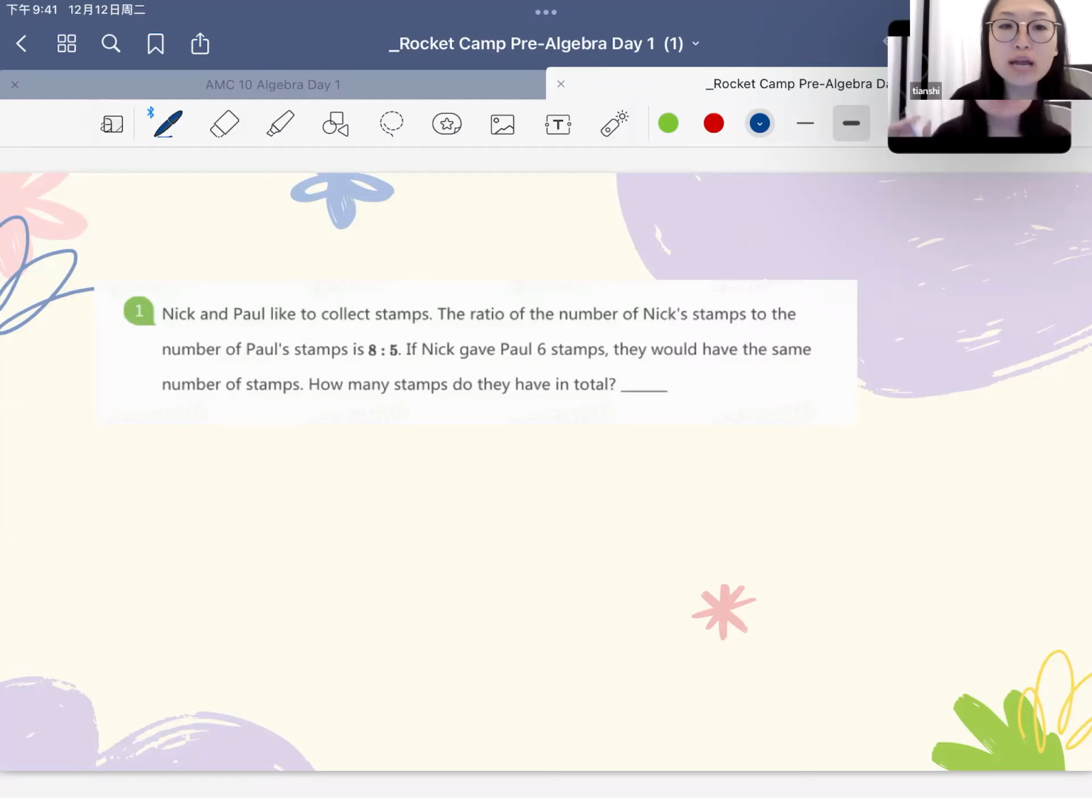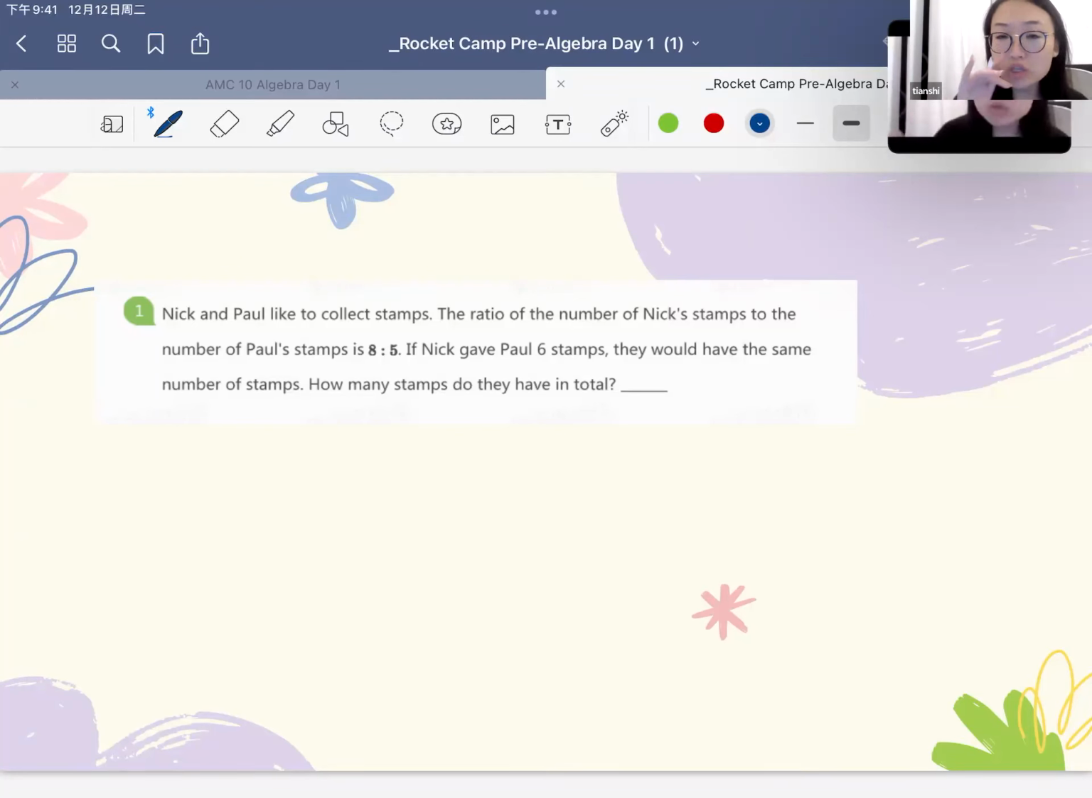So Nick and Paul like to collect stamps, and the ratio of the number of Nick's stamps to the number of Paul's stamps is 8 to 5. If Nick gives Paul 6 stamps, they would have the same amount of stamps. So how many stamps do they have in total?